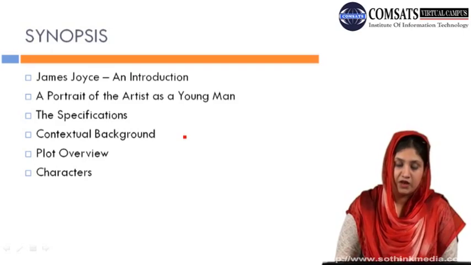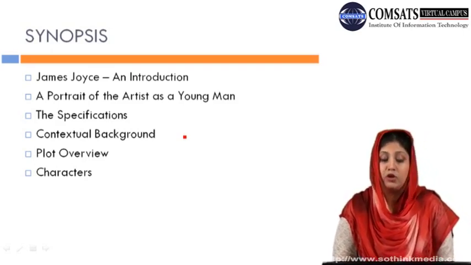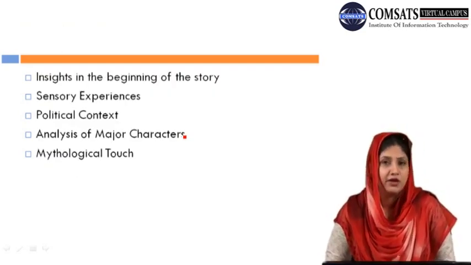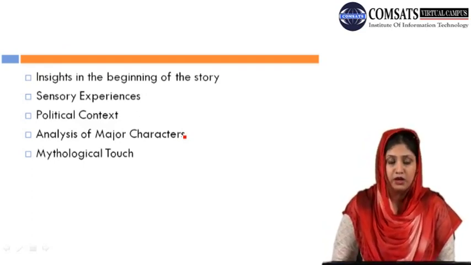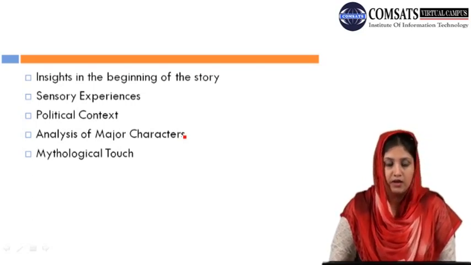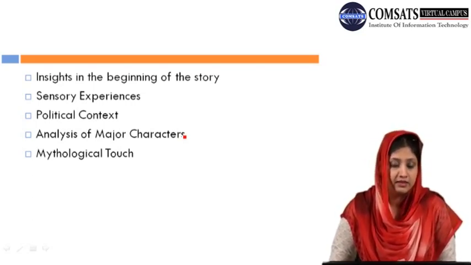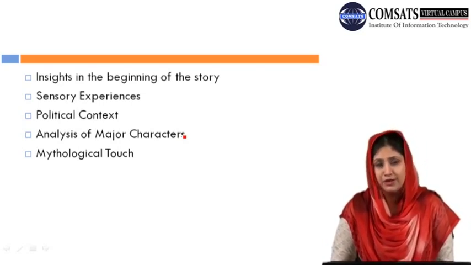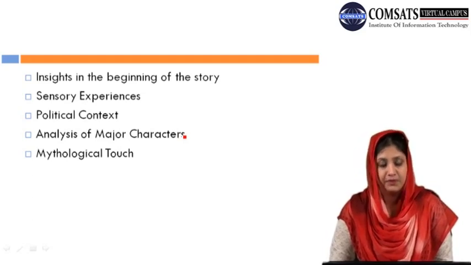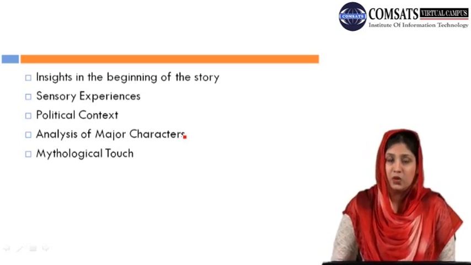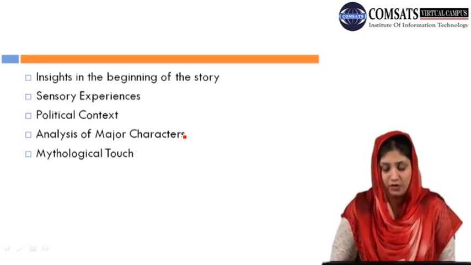We will talk about the specifications of the writer and his writing, the contextual background of the novel, the plot overview, discussion about characters. We will also try to have some insights in the beginning of the story, what kind of expressions the writer puts forward in his writing. For example, we will discuss the sensory experiences we gain by reading this novel, the political context in which the novel is written. We will try to analyze the major characters, as well as we'll see what is the mythological touch that the novel has.